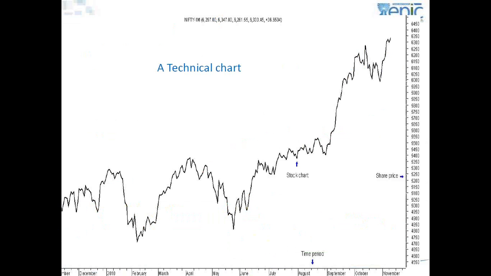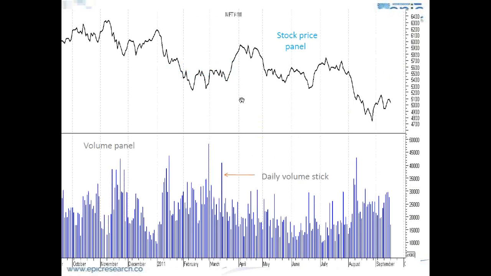As you can see on this particular page, this is a technical chart. Now this is the stock price chart. As you can see, this is the time period and this is the share price bar for the chart. Now every typical chart is divided into two sections, mainly the stock price panel and then the volume panel. In the stock price panel, the stock price is being plotted. In the volume panel, what all volumes were there on that particular day is being plotted.